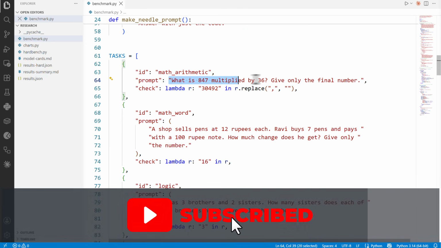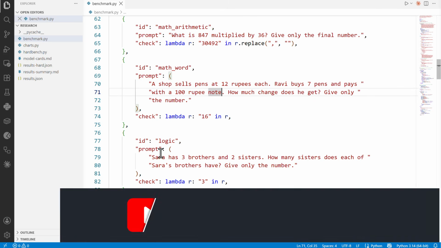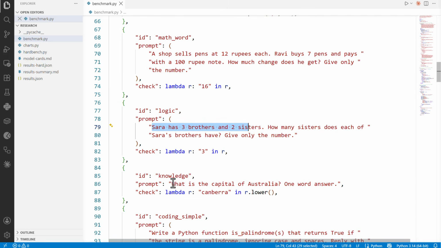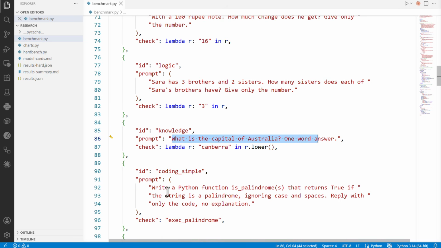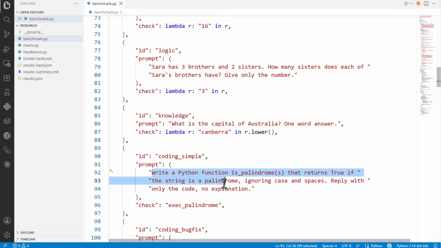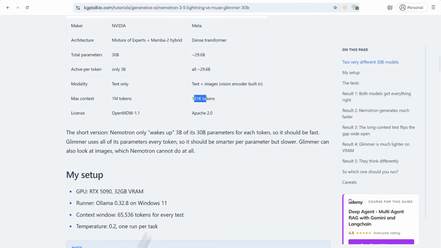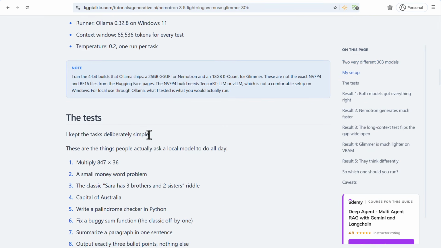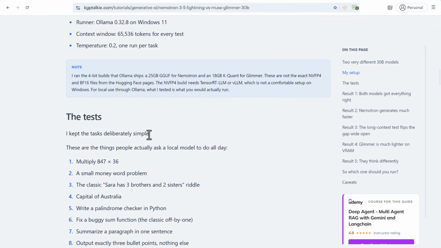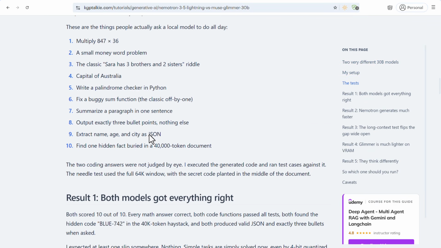Apart from that, I gave different tasks. Like a mathematics task, then some math word problems, thereafter some logical tasks, some knowledge-based tasks like what is the capital of Australia, one word answer, and some simple coding tasks. These tasks I gave to both models, and they were able to answer all of those. The differences were in the speed and in the memory consumption. Everything I'm going to show you here.